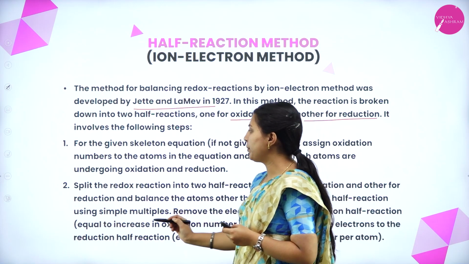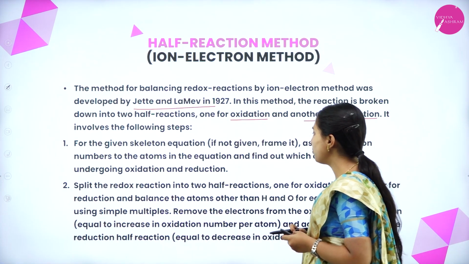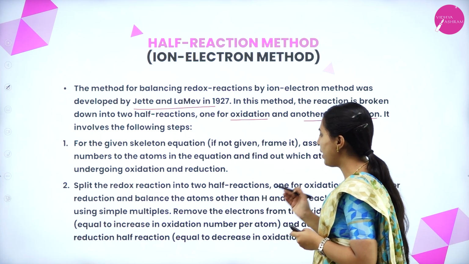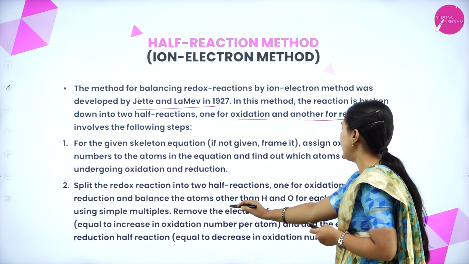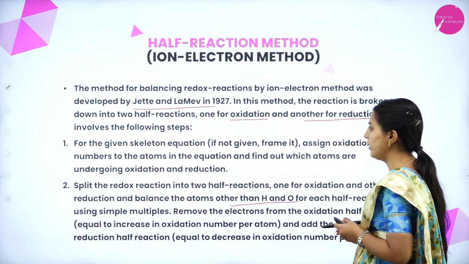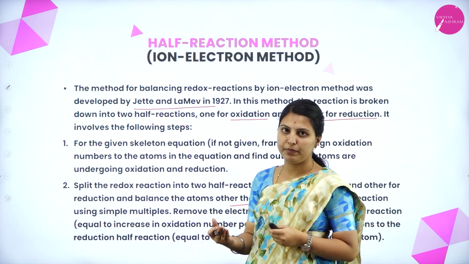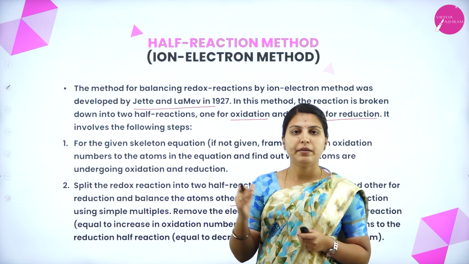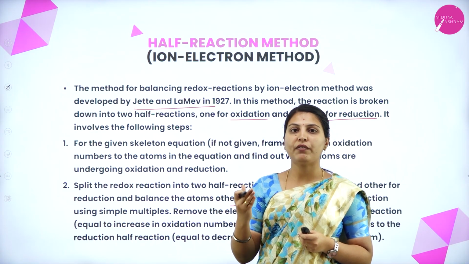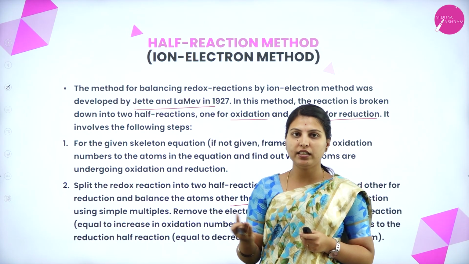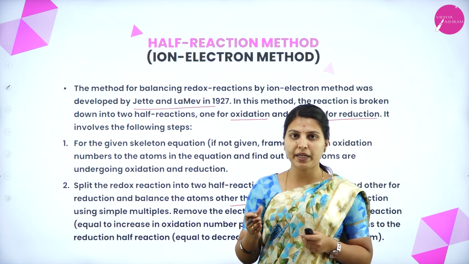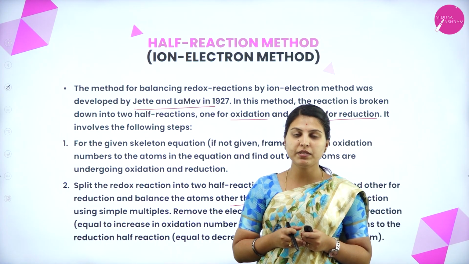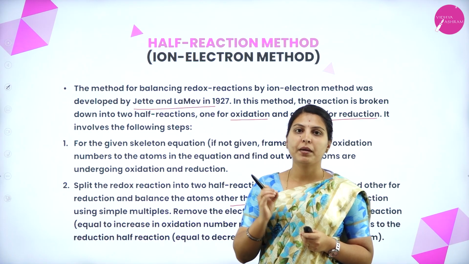Next, step 2. Split the redox reaction into two half reactions, one for oxidation and another for reduction, and balance the atoms other than hydrogen and oxygen for each half reaction using simple multiples. It is the same step we saw in the oxidation number method, but the different step is here. You have to first separate the oxidation reaction and the reduction reaction. After separating, you have to balance atoms other than hydrogen and oxygen by using simple multiples.